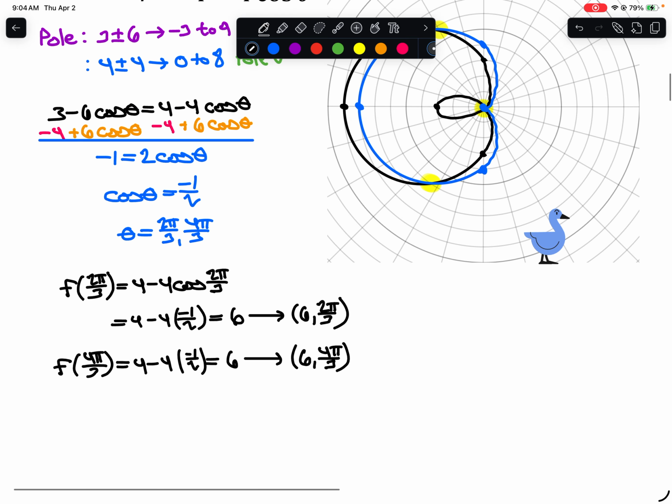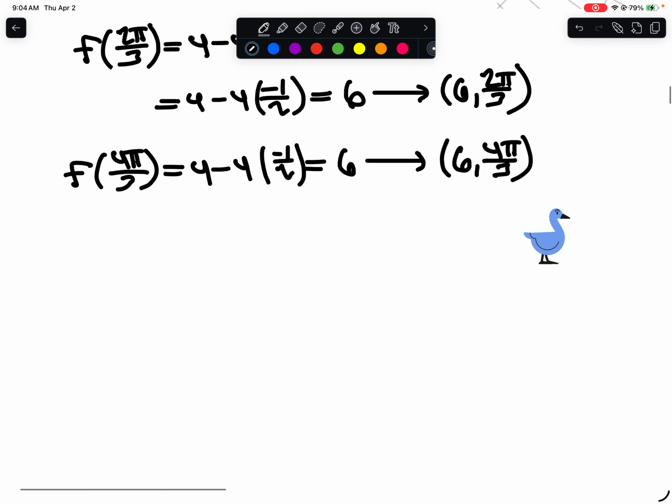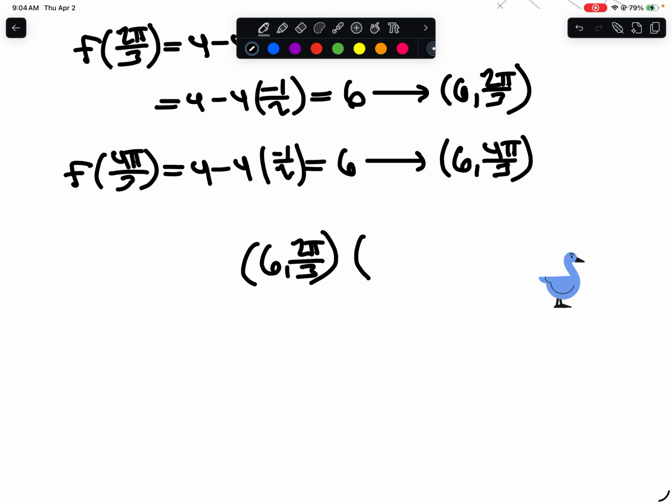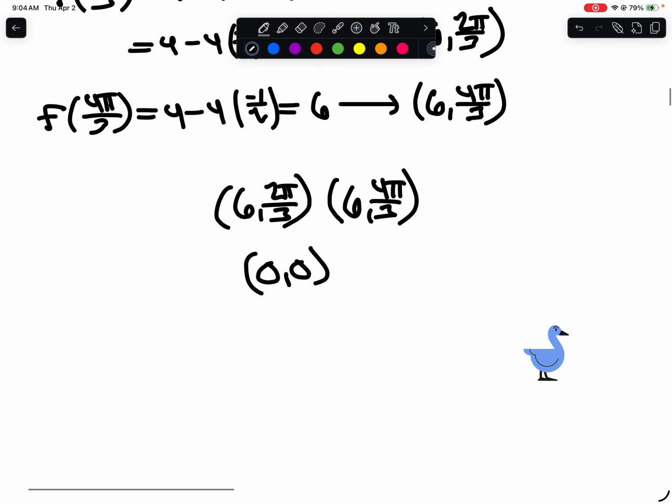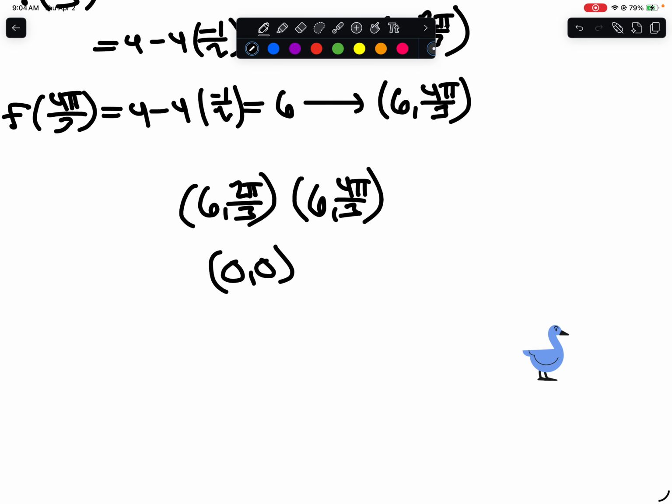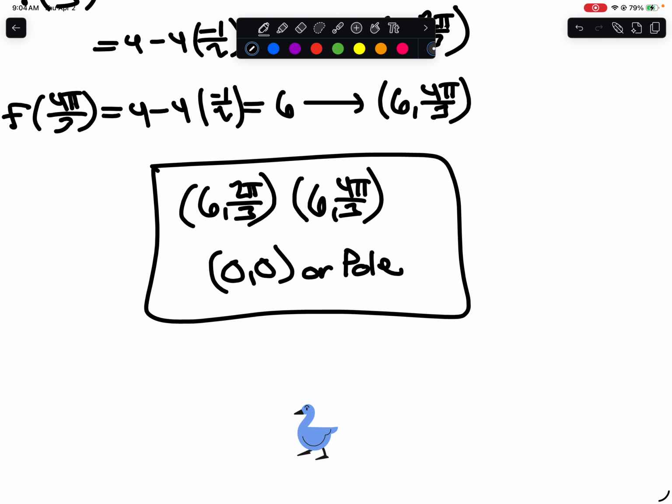Okay, so your 3 points of intersection: you're going to have 6 in the direction of 2 pi over 3, 6 in the direction 4 pi over 3, and then we're also going to have the pole, which is going to be 0, 0. Now, I don't have a preference or really care if you write 0, 0. You could also just write the pole. On assessments, you could expect either one of those to pop up. So I don't care whether you write 0, 0 or pole. Either one is fine.